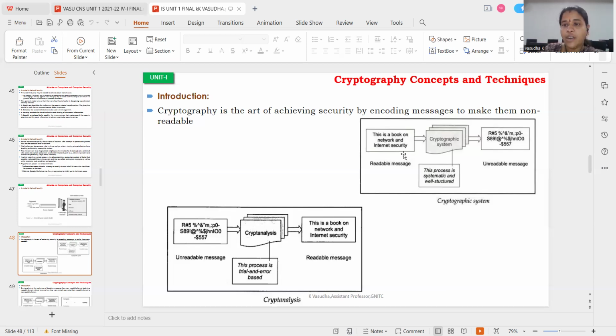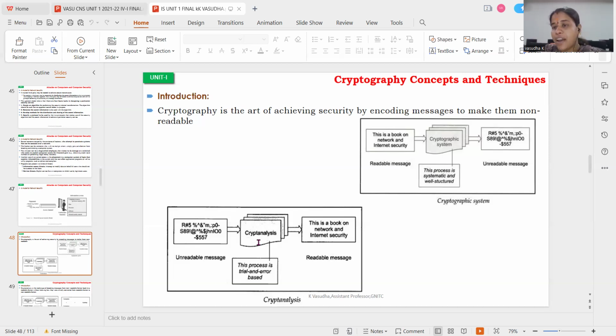So in this cryptographic system, this is the actual plain text message, the message the sender wants to send to the receiver. The readable message we have here is: this is a book on network and internet security. This is the message the sender wants to send to the recipient. Now the cryptographic system will convert this readable format of the data to the non-readable format of the data, so that even if a third party is accessing this data, they cannot understand it. So the cryptographic system is converting the readable format of the data into the non-readable format of the data. This process is called cryptography.